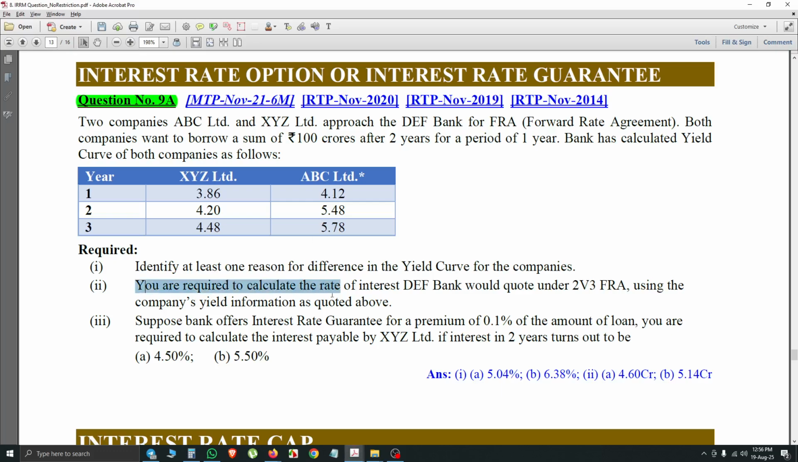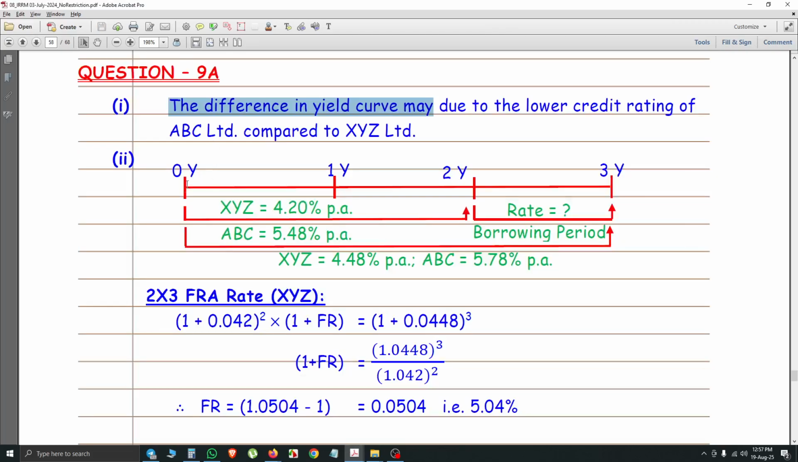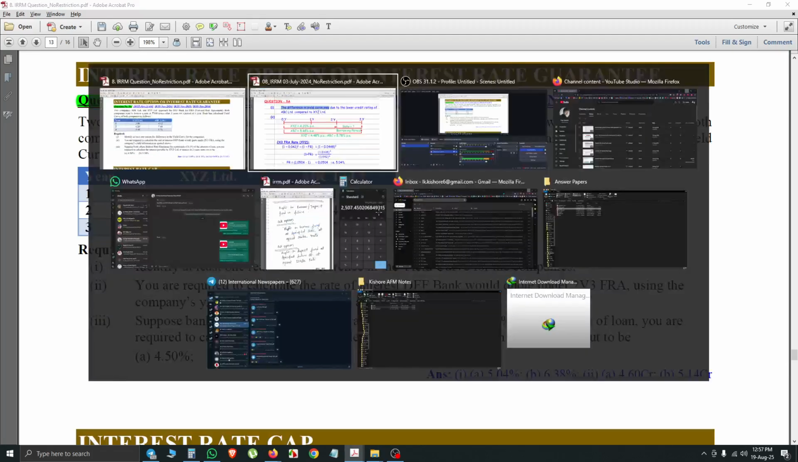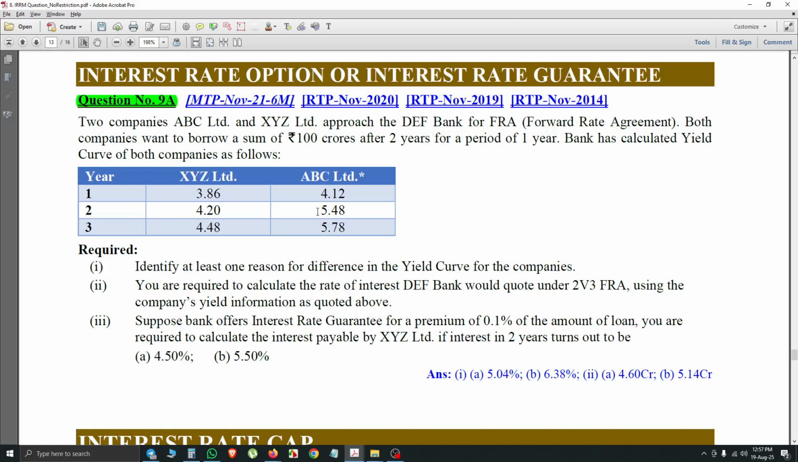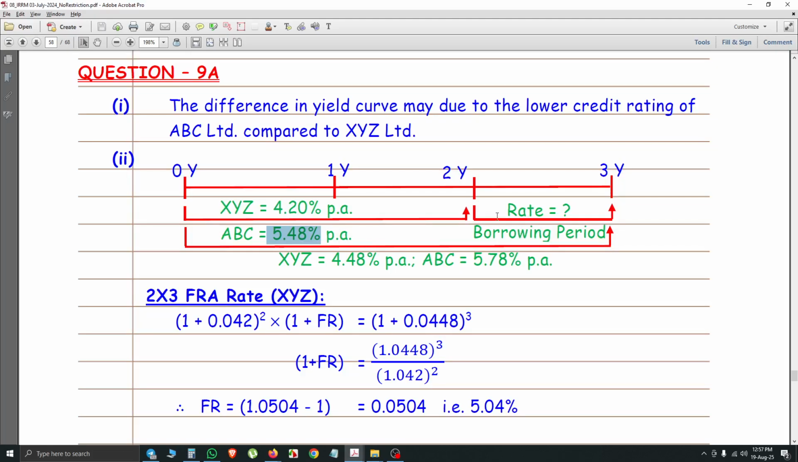You are required to calculate the rate of interest DEF Bank would quote under 2V3 using the company's yield information as quoted above. So 2V3 FRA, they are asking for both the companies. So 0, 1 year, 2 year, 3 year. For XYZ for 2 years it is 4.2% and 5.48% over here. So this period they are asking the rate.